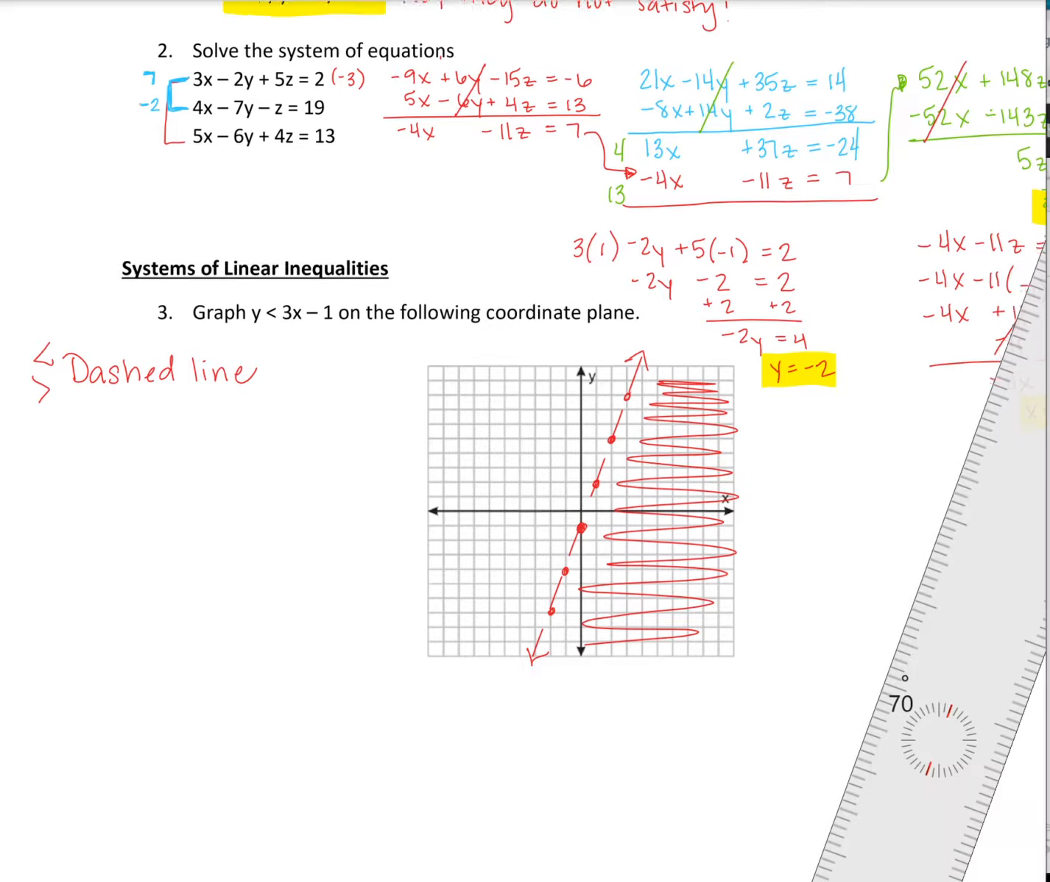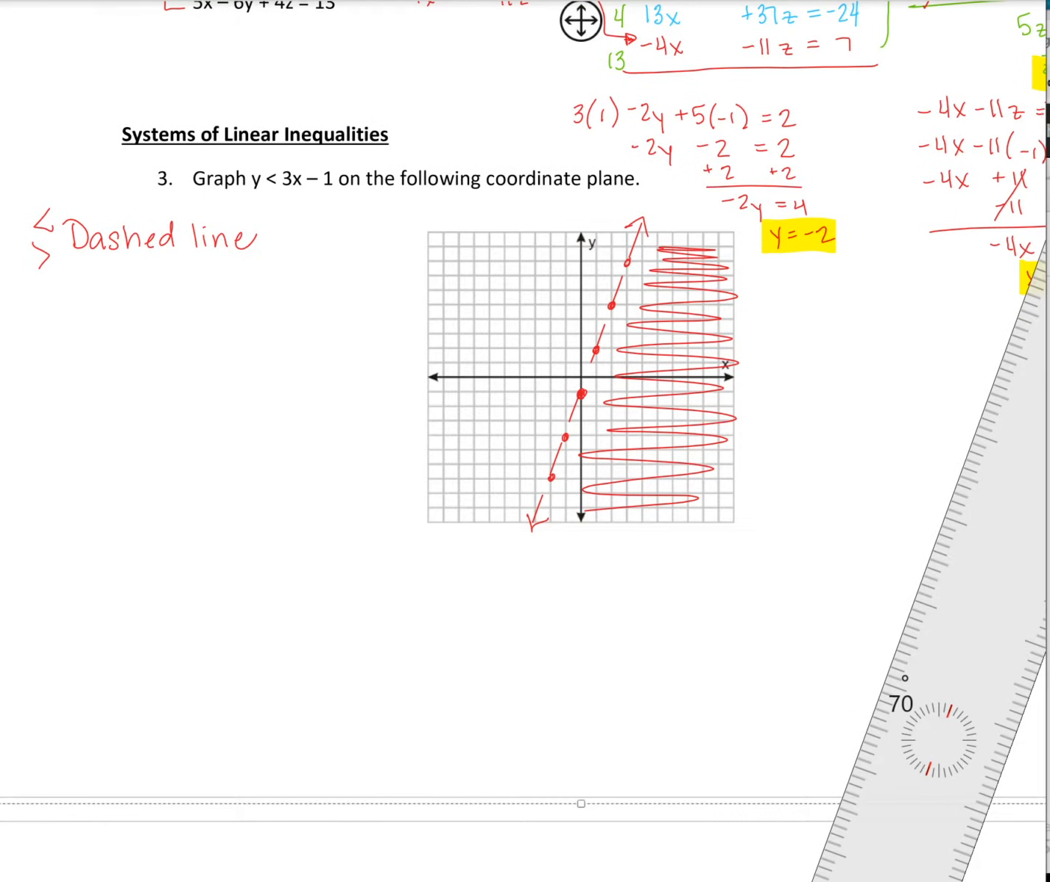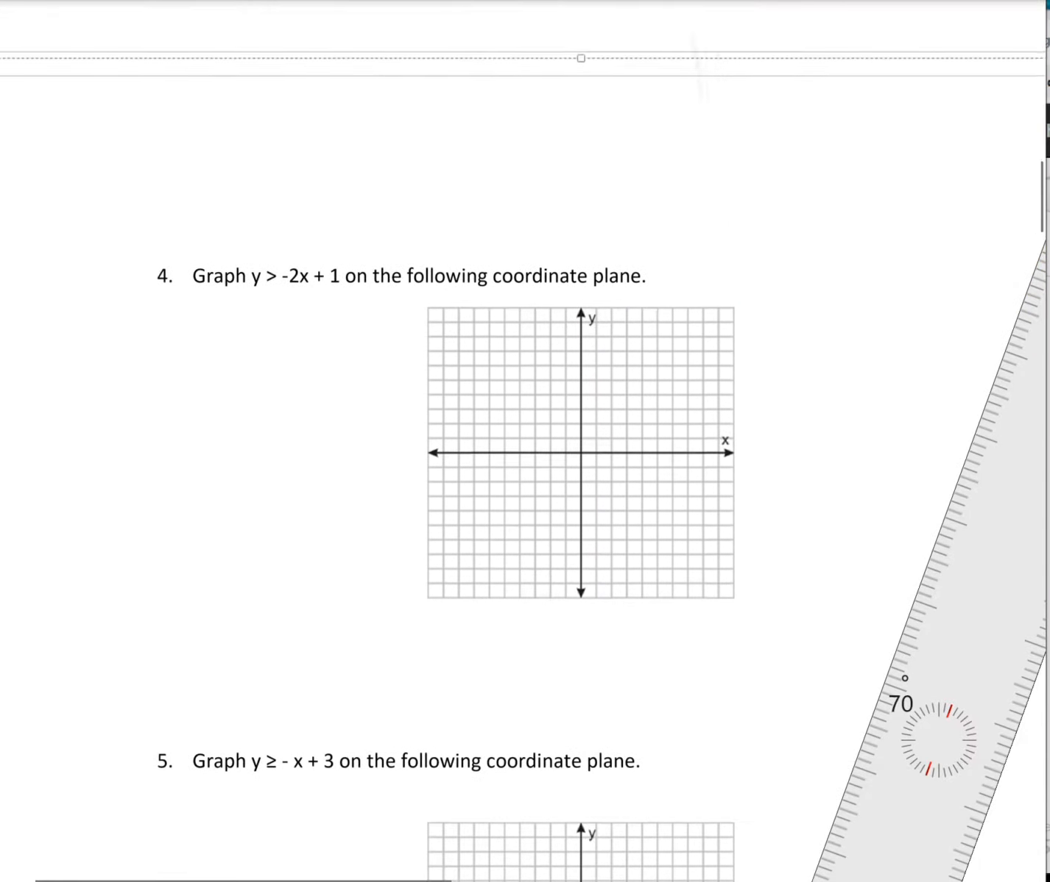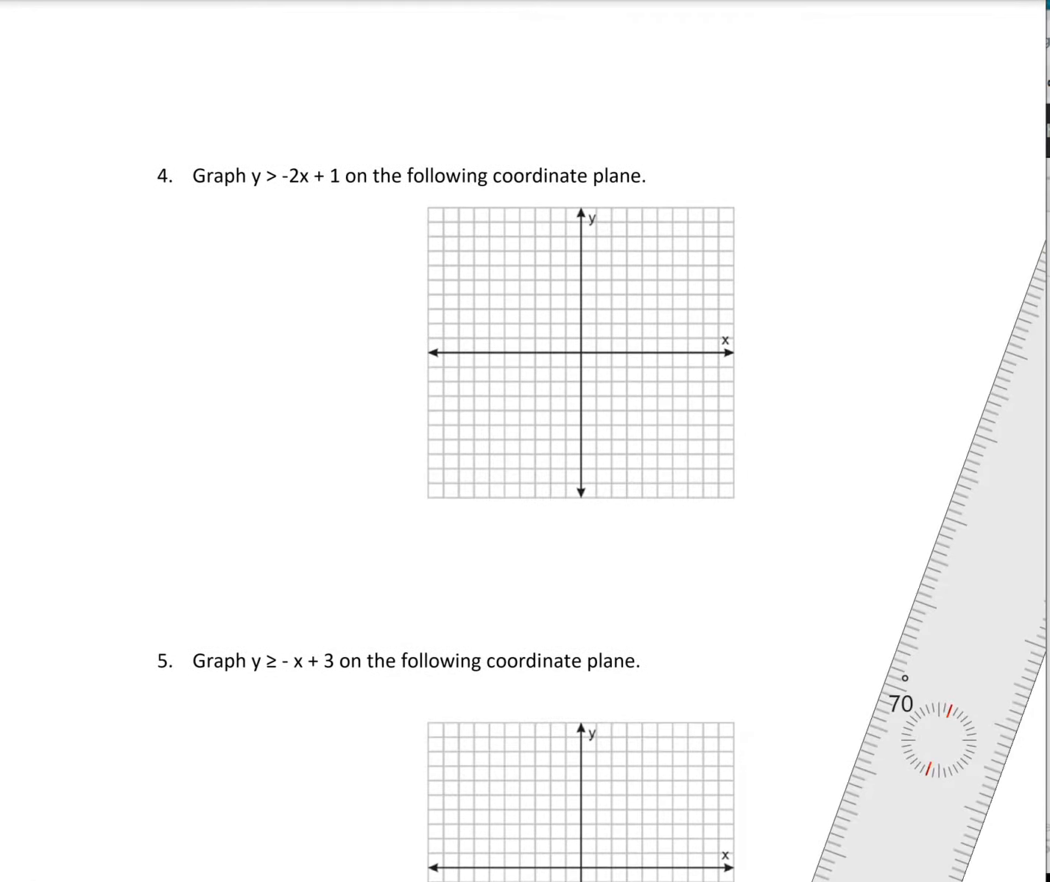All right. So we graphed our very first one. So question 3 we did. Question 4, I'm going to choose a different color. We want to do y is less than negative 2x plus 1. Less than. Y is greater than negative 2x plus 1. So I'm going to start at 1.